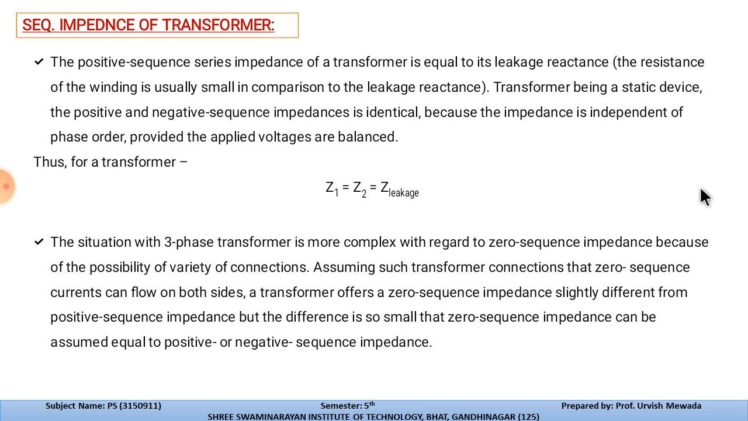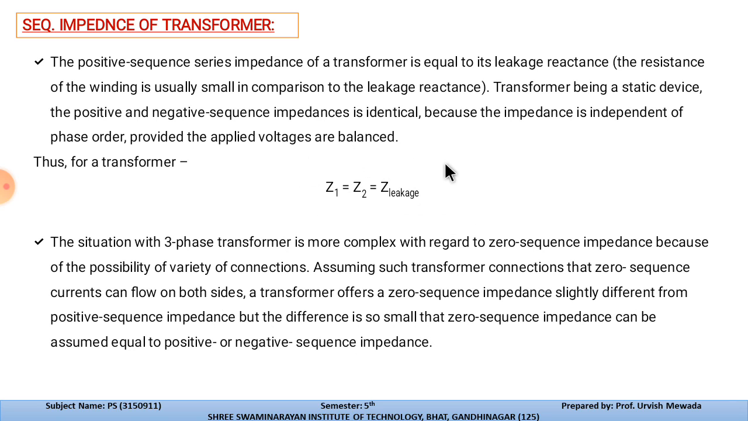So assuming such a transformer, the zero sequence currents can flow on both sides. So yes, we can consider this point over here. We can say that the zero sequence currents can flow in both directions of the transformer, and a transformer offers a zero sequence impedance slightly different from the positive sequence impedance, but the difference is so small that the zero sequence impedance can be assumed equal to the positive or negative sequence impedance.